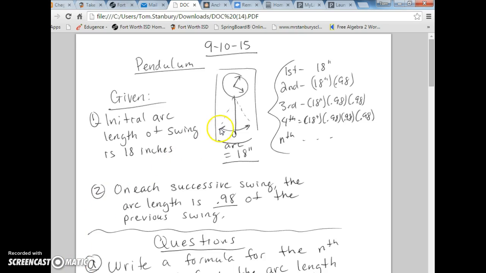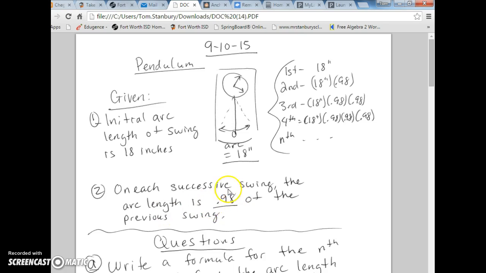Okay, so here's a pendulum on a clock. Here's my little clock, here's a little pendulum. My initial arc length of one swing is 18 inches, so from here to here is 18 inches. On each successive swing, the arc length is 0.98 of the previous swing. So it's basically a 0.02 or 2% decrease, because that's 0.02 less than 1.